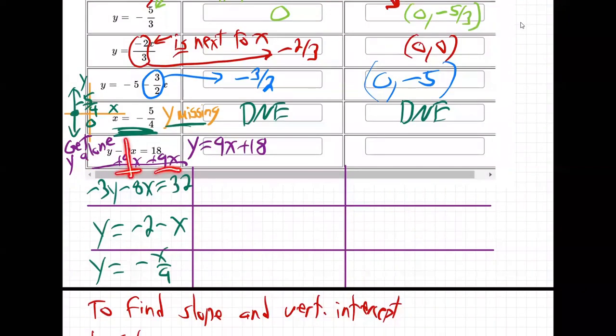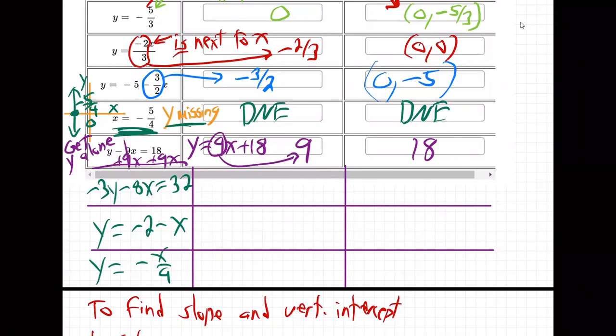I added 9x to both sides, canceling this out. Y is alone. Now, what's the slope? 9, the number next to x, and the other number is 18, right? So watch out. There might be a common mistake where you put -9. This is not -9. You have to first add 9x to both sides, and then it's 9.